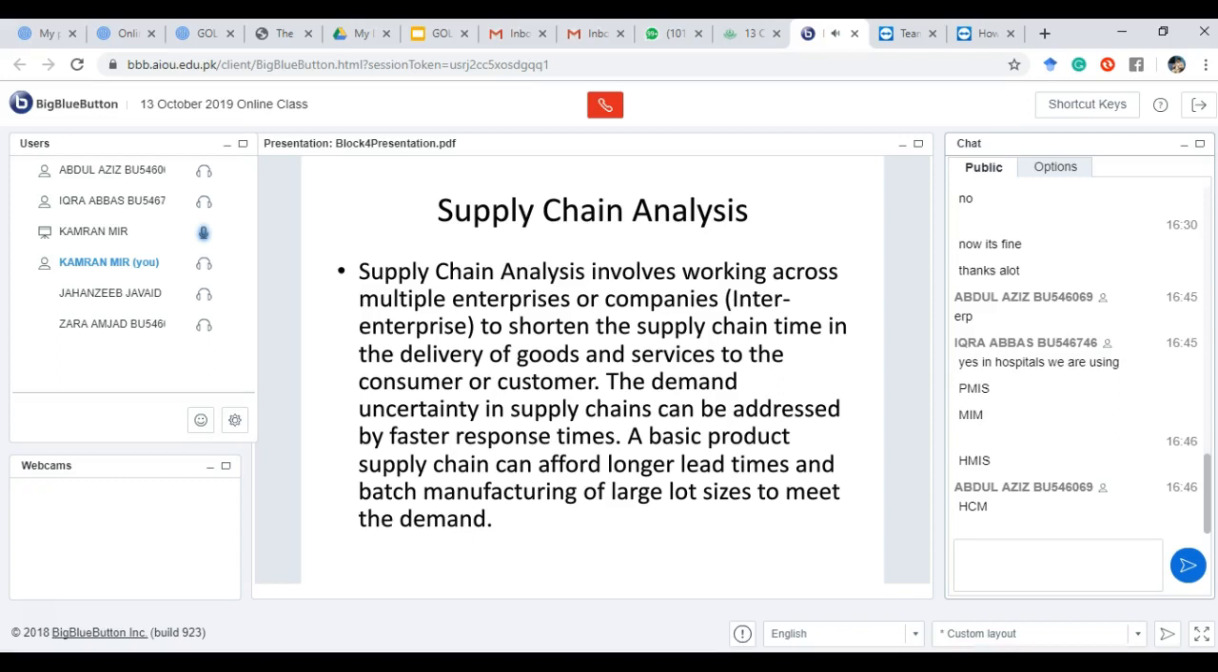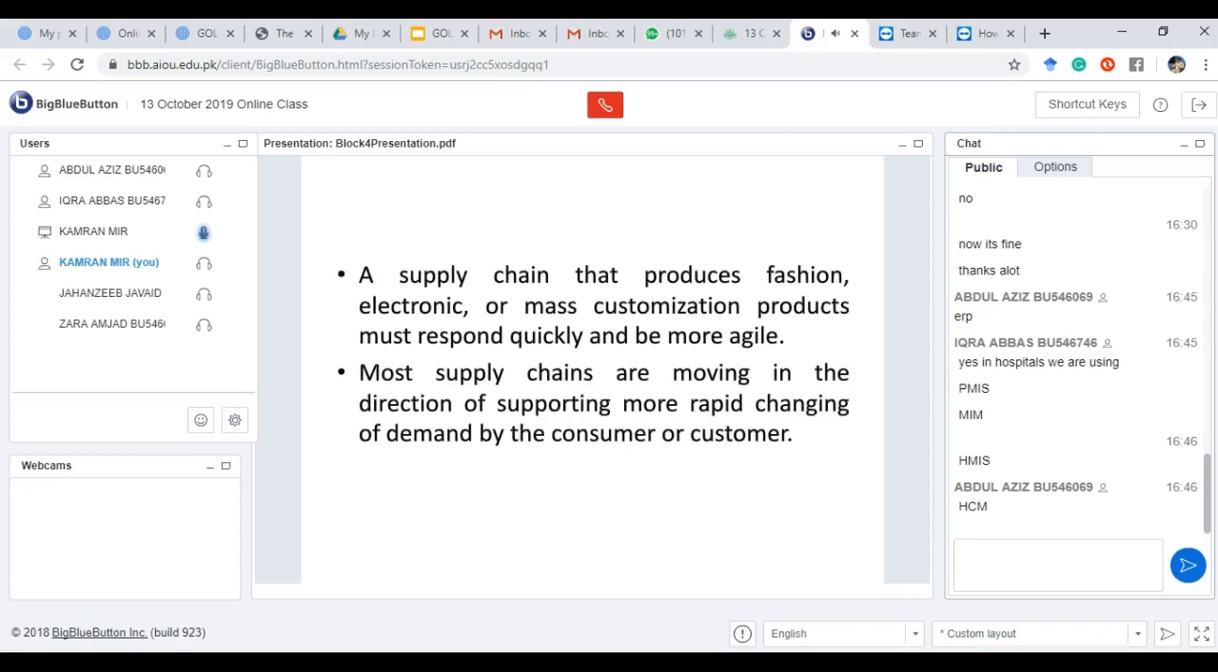The demand uncertainty in supply chains can be addressed by faster response times. A basic product supply chain can afford longer lead times and batch manufacturing of large lot sizes to meet the demand. Supporting more rapid changing of demand, whether a manufacturer is manufacturing and delivering direct to the consumer who is consuming the product, or a middleman, who eventually gives it to the consumer.